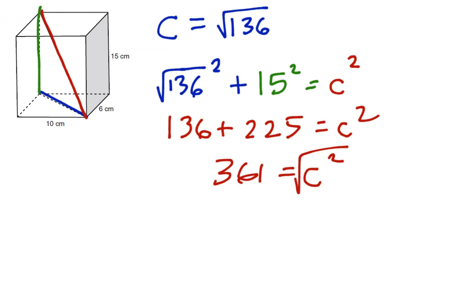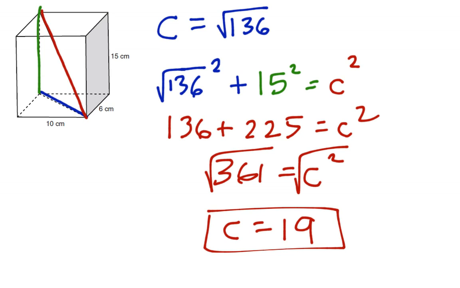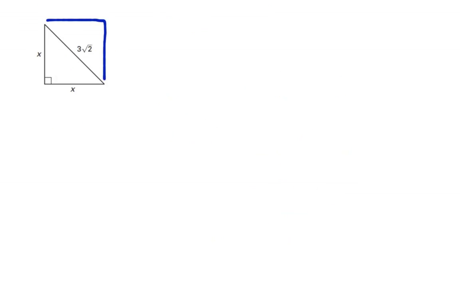And then we square root both sides. Holy cow. Square root of 361 is a whole number. 19. So the diagonal distance through that box would be a whole number, 19 centimeters. And that's how you do it. It's a two-step. You've got to find a diagonal across one of the faces, which was my blue line, and then you can find a diagonal through the box, which was my red line.